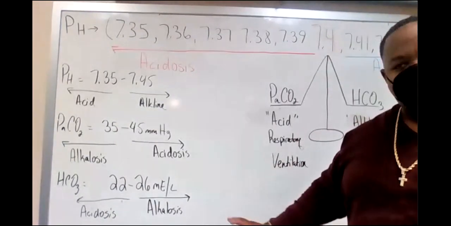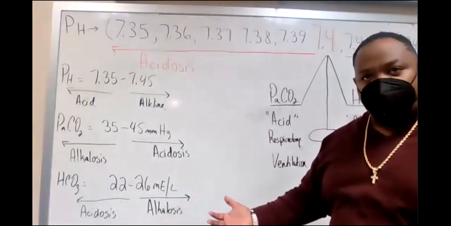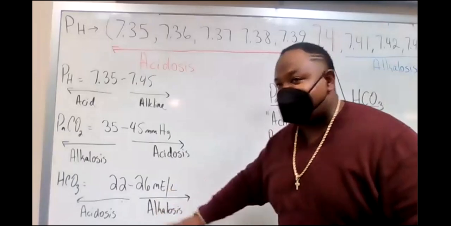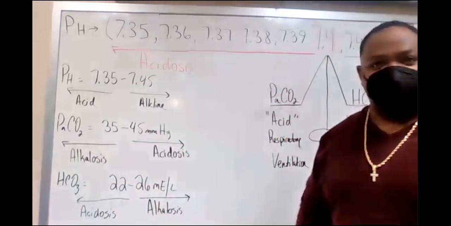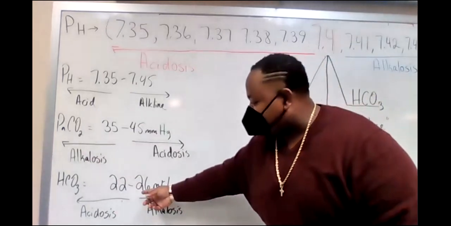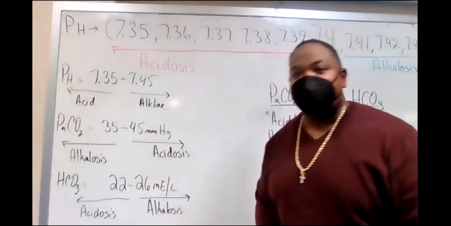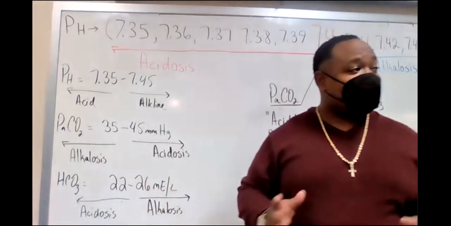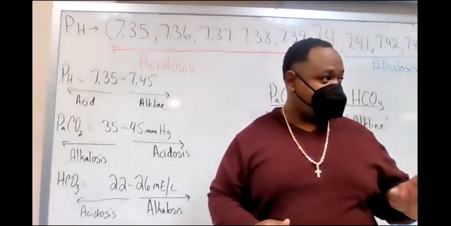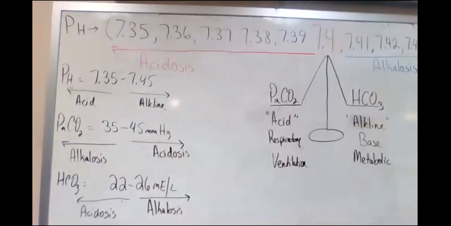Bicarb, same thing. A bicarb of 22 to 26 is normal. Okay? If it's 27, it's alkalosis. If it's 21, it's acidosis. If it is, let's say 25, normal. 23, normal. Anything in between the range is normal. It does not lean. Okay? Only one that leans is pH.